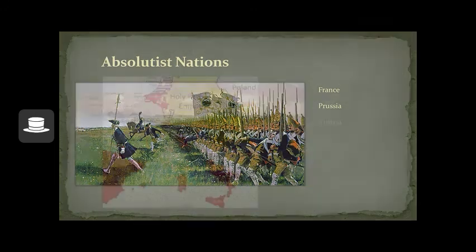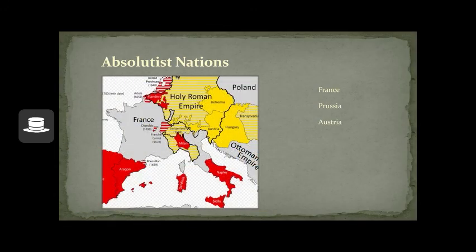Another country to emerge out of the Holy Roman Empire was Austria. Austria had been the most important of all of the German territories within the Holy Roman Empire, and it became an important nation afterwards, coming out of the wars of religion.